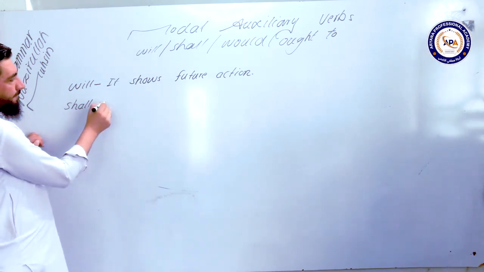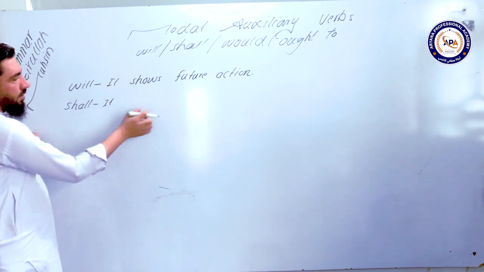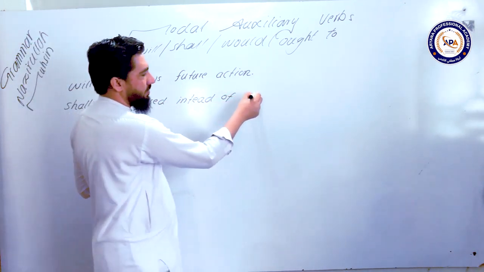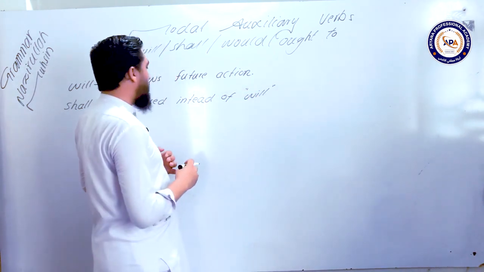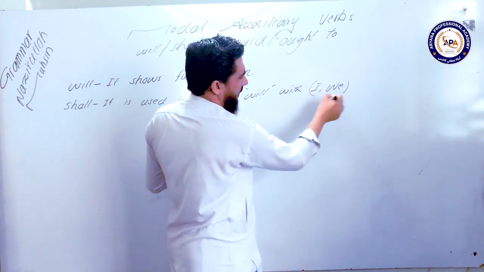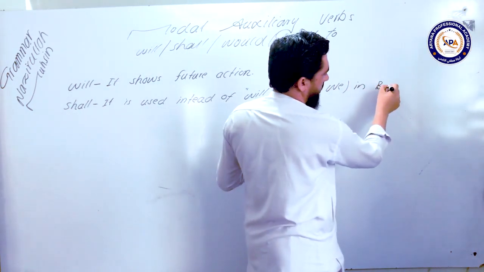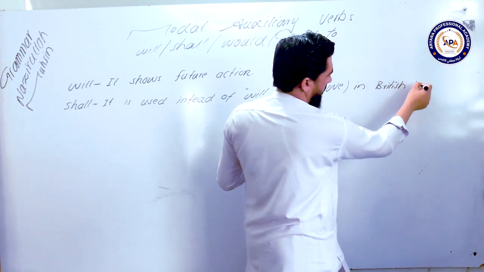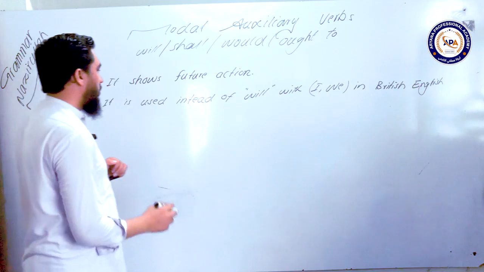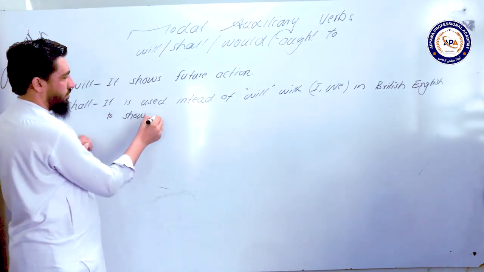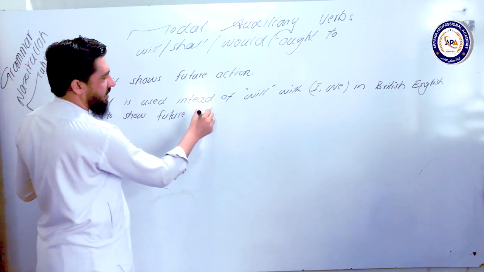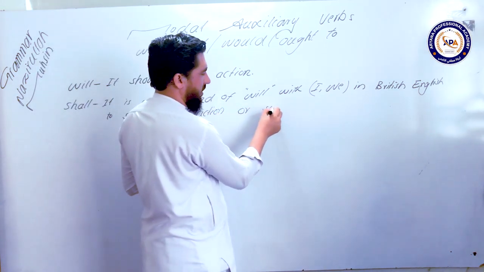Shall. It is used instead of will. Shall is used instead of will with I and we in British English, to show future action or suggestion.